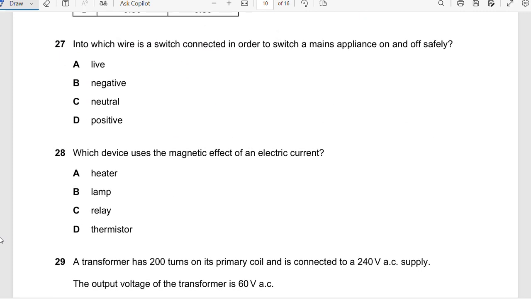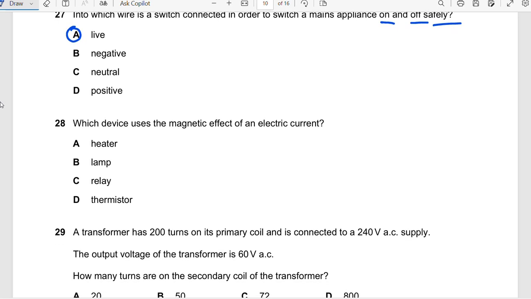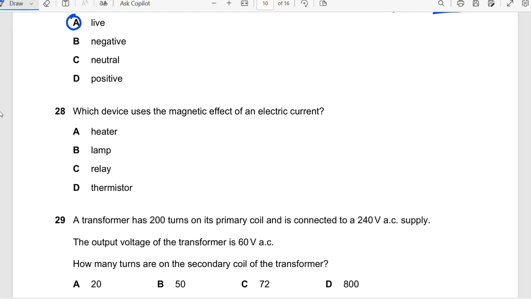Question 27. Into which wire is a switch connected in order to switch a mains appliance on and off safely? Well, actually, we all know it is connected to the live wire, right? I hope you know that. Which device uses the magnetic effect of an electric current? Is it a heater? No. Is it a lamp? No. Is it a relay? Yeah. Is it a thermistor? No. It's option C, a relay.